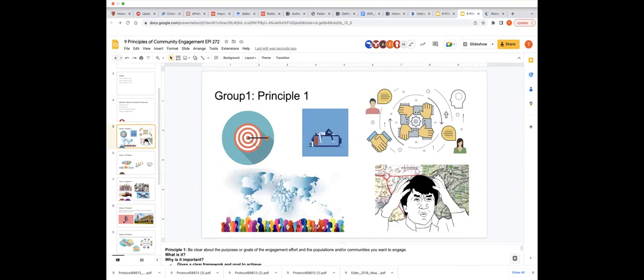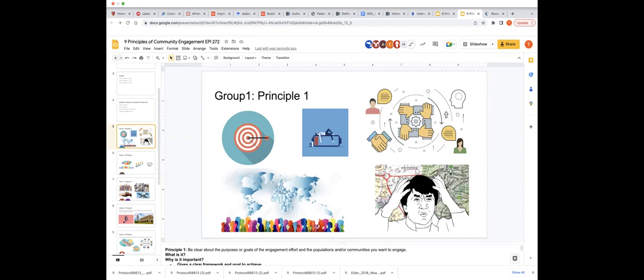Yeah, so the first principle is be clear about the purposes or goals of the engagement effort and the populations and/or communities you want to engage. In my pictograph, we have a bullseye or an arrow to be clear with your specific purpose, as well as below, what type of population you want to engage. There's a certain area or demographic you want to reach and target. Why it is important is that it gives a clear framework and a goal to achieve. It also prevents doing harm to the community, such as by not promising too much, as well as helping to not deplete resources, such as time or money or your energy, which is the pictograph right in the middle.